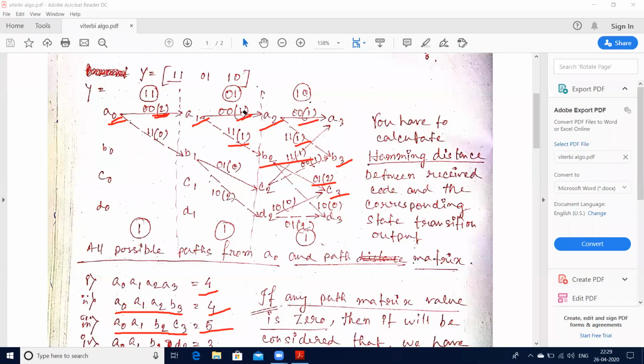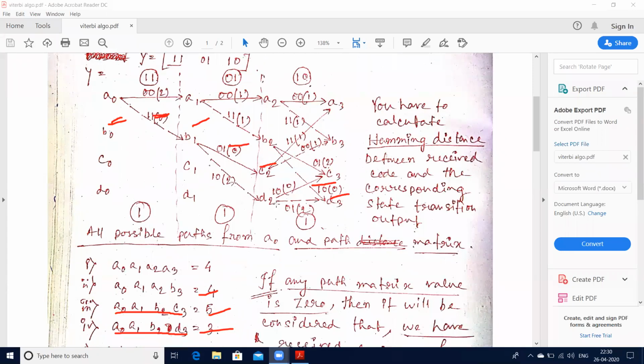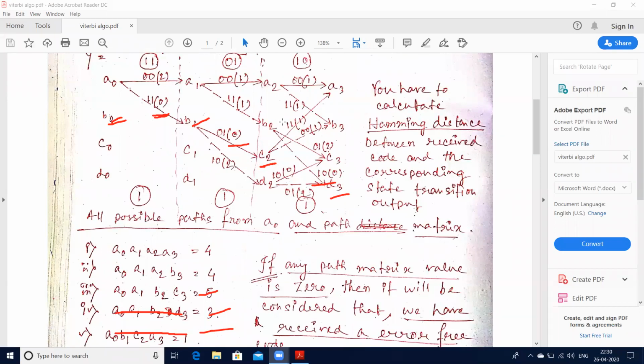Let me erase all the previous Hamming distances. Now we are following this path, A0, A1, B2, and C3. We have to add all the Hamming distances, so we have got 5, right? Then, for the next possibility, just erase it.